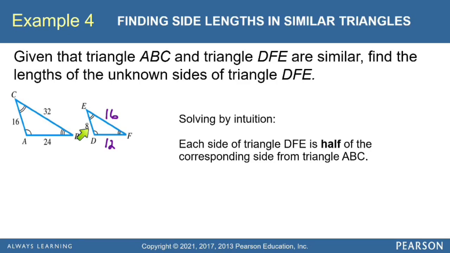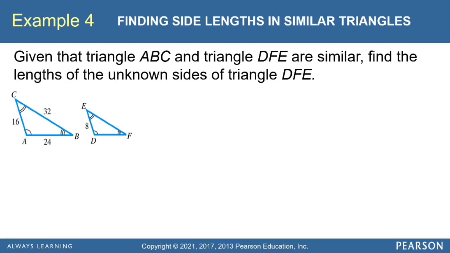And so it's easy to see how that holds up. 16 divided by 2 is 8. 32 divided by 2 is 16. 24 divided by 2 is 12. When you can see it, it's great. But let's pretend for a second that you can't see it, or you're not sure how it's supposed to work. If the relationship between the sides is not obvious to you, then your fallback is to write out a proportion.